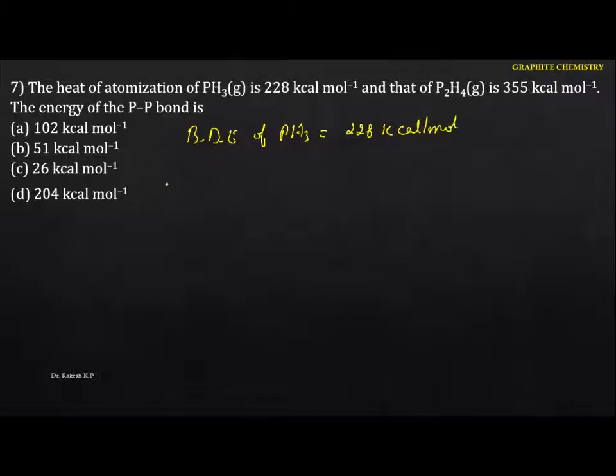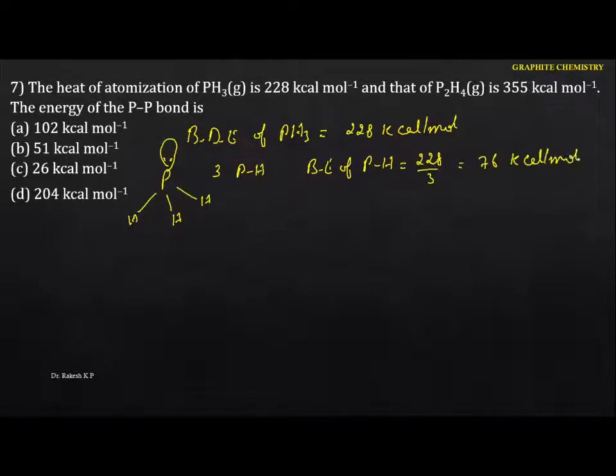Let me write the structure of phosphine. We can identify three P-H bonds here, and one lone pair of electrons. In total we have three P-H bonds. That means the bond energy of P-H is 228 divided by 3, and the value you get is 76 kilocalories per mole. See the next one here.